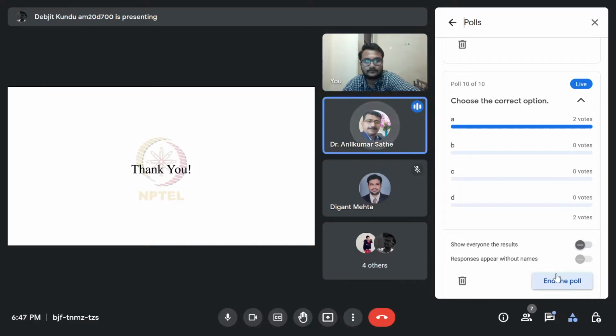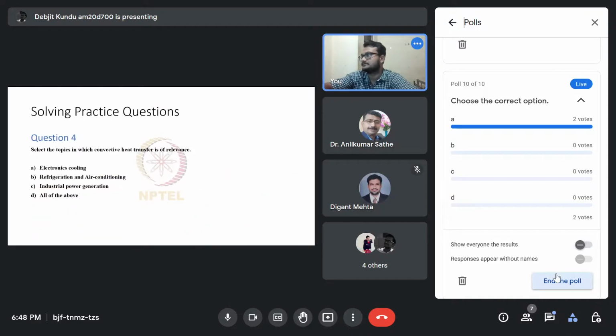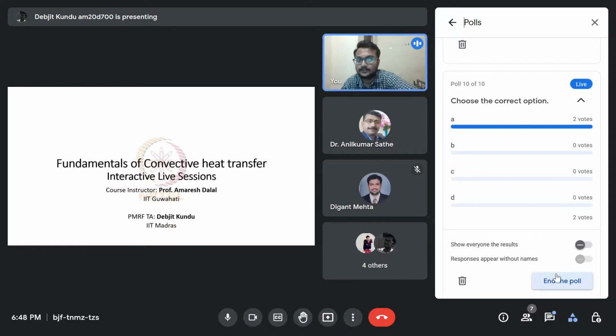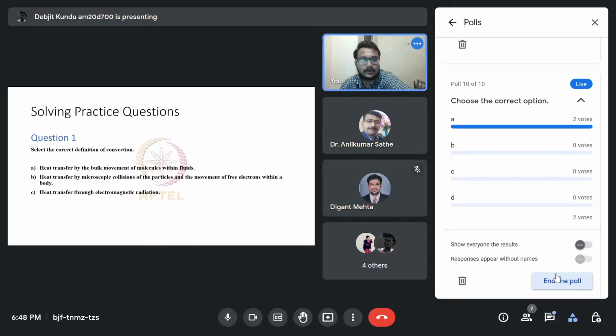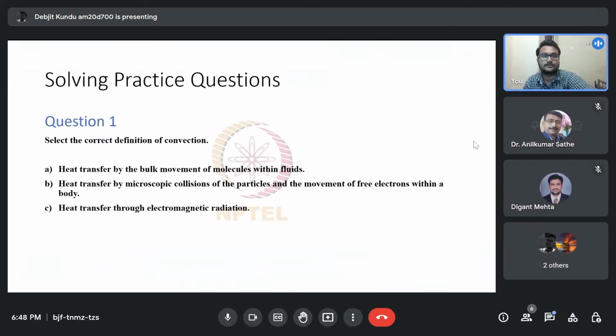Sir, can you go to slide 1 and 2 for a second? Of course, we have time. We will go through questions 1 and 2 once again. So this is question number 1. I won't be putting up polls anymore. Let's just have an open discussion about it. So this was question number 1. Select the correct definition of convection.